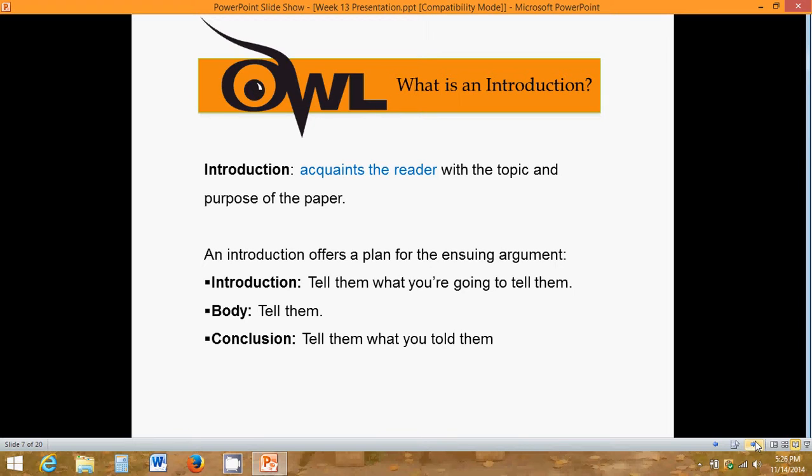Now the introduction of your paper. For our paper, remember we don't use things like abstracts. So if you see abstracts discussed in different formatting elements, don't worry about that. We're actually just moving right into an introductory paragraph. The introduction should acquaint the reader with the topic and purpose of the paper, and it offers a plan for the argument. You tell them what you're going to tell them in the introduction, then you tell them in the body, and then in the conclusion, you tell them what you told them. So I like to think of this in terms of speech.